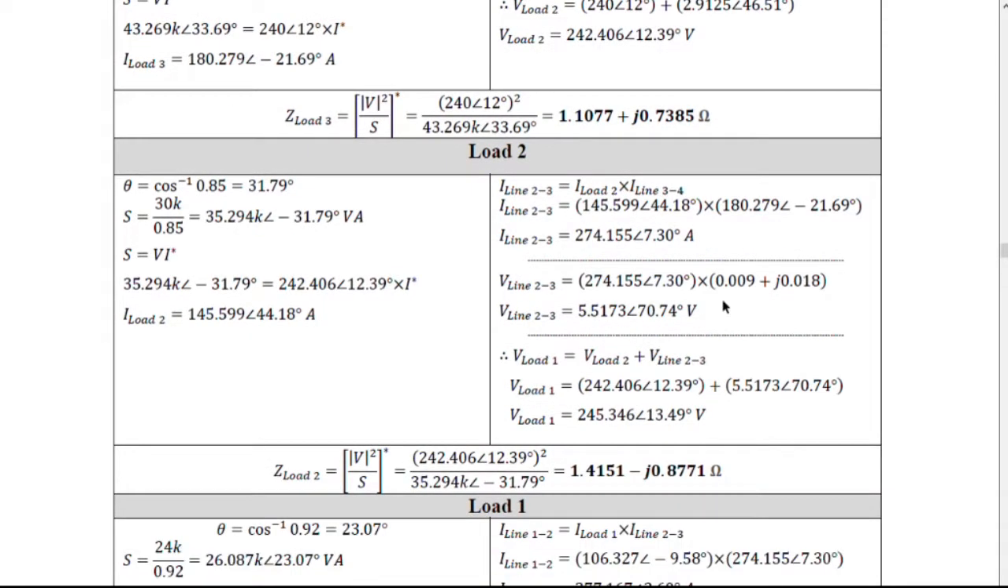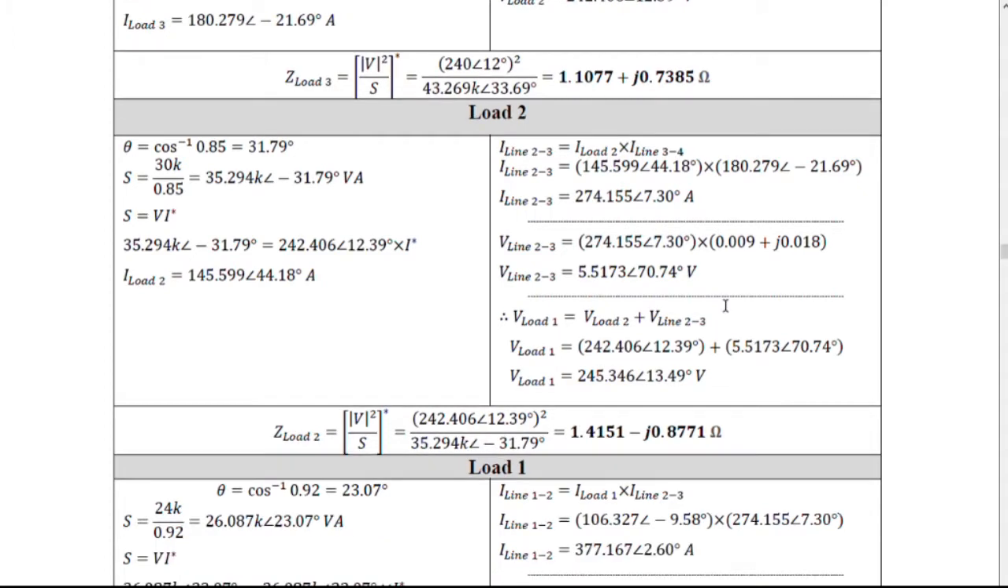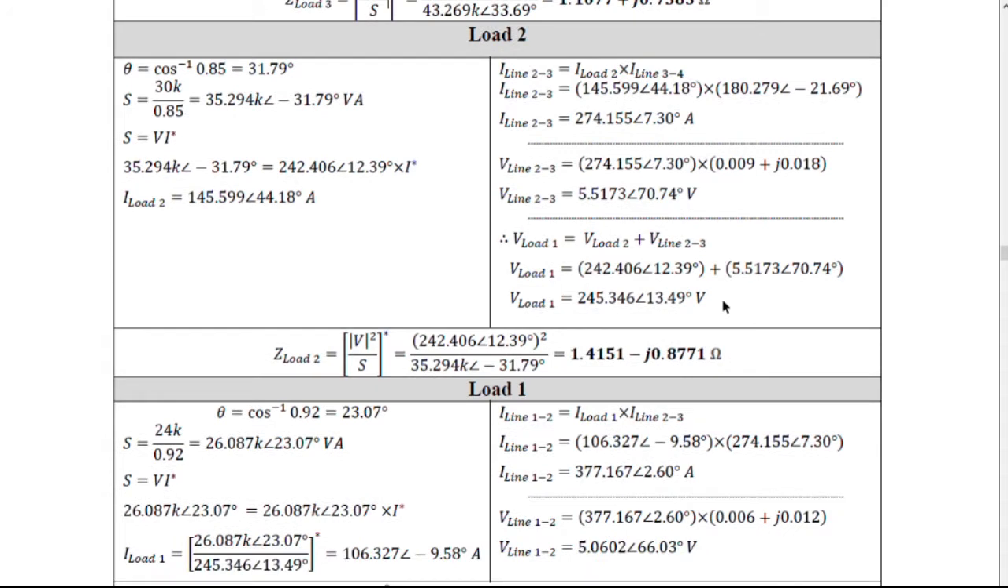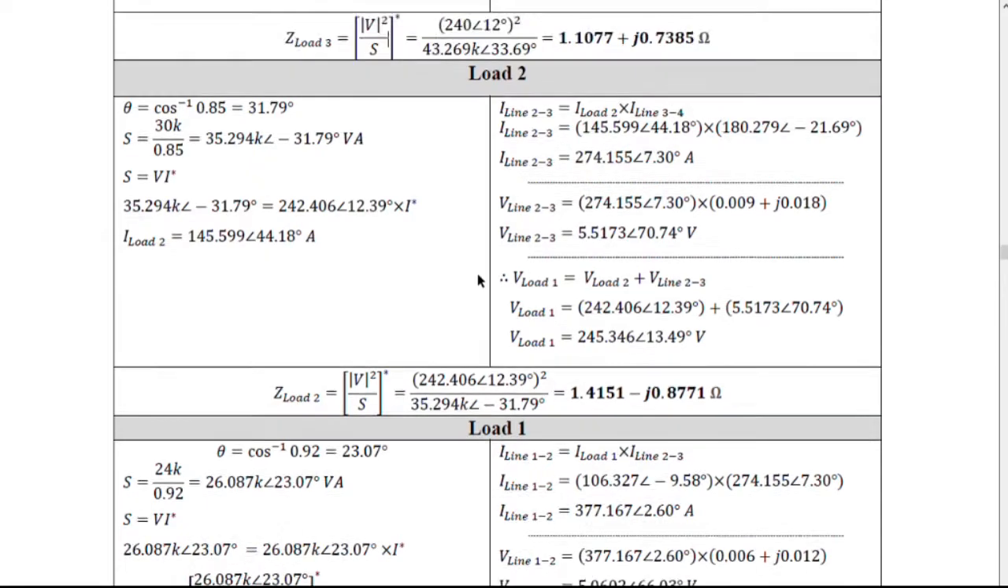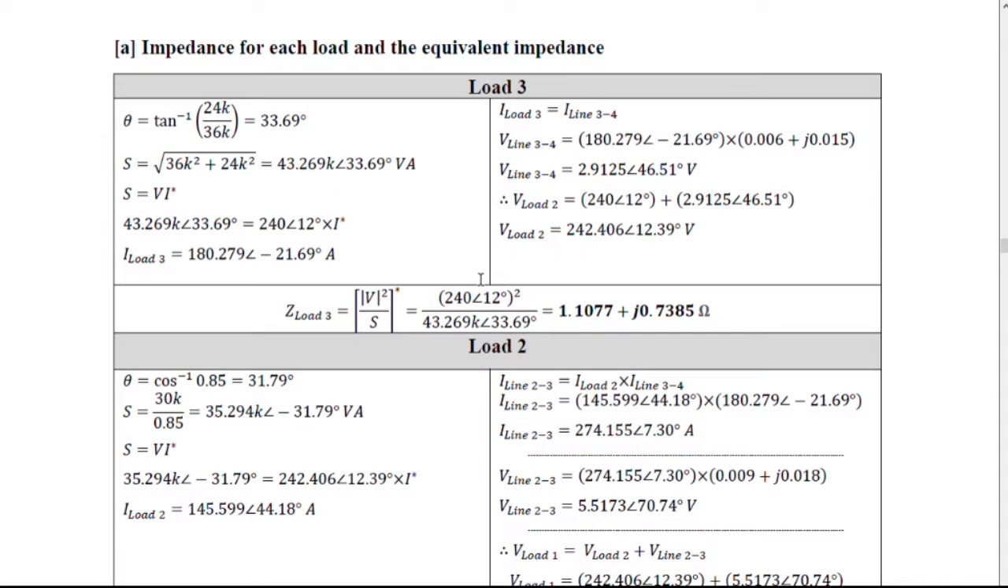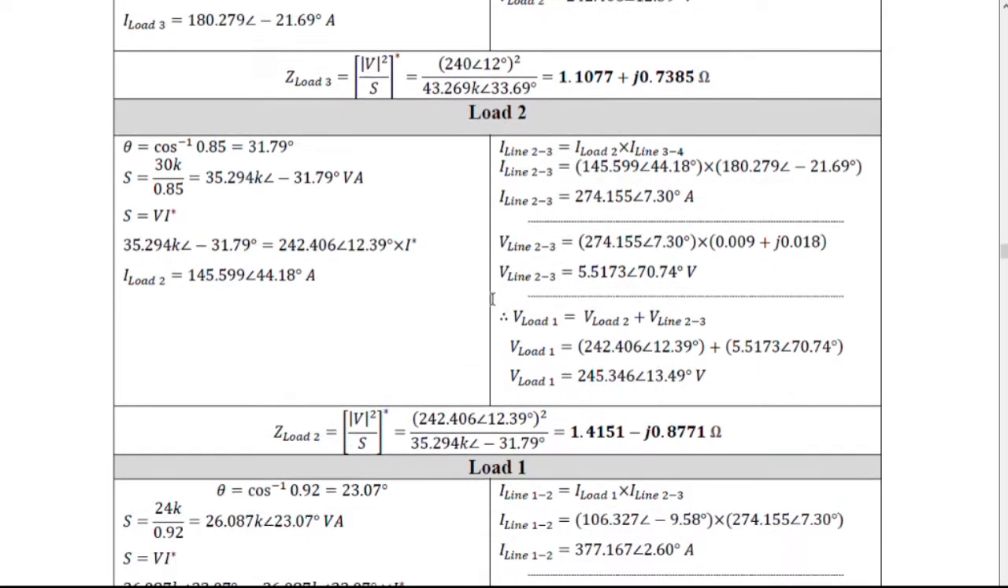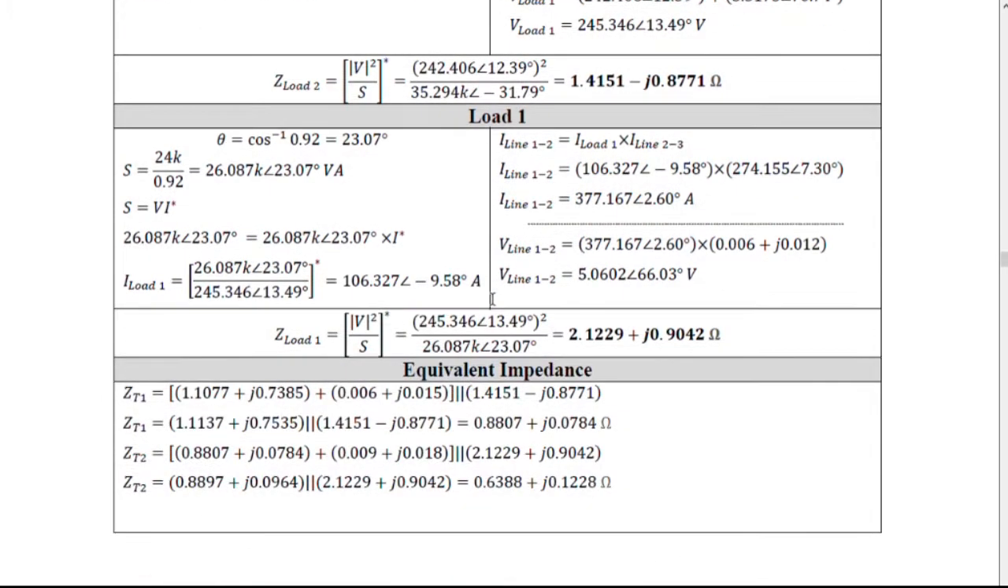This formula is also used when finding the impedance of the load at load 2 and also at load 1. So, when using this formula, we will have to know firstly the voltage of each of the loads, except for load 3, because the voltage at load 3 is given as 240 with an angle of 12 volts. The calculation is as shown with a Z total of 0.6588 with an angle of 11.81 degrees ohm.